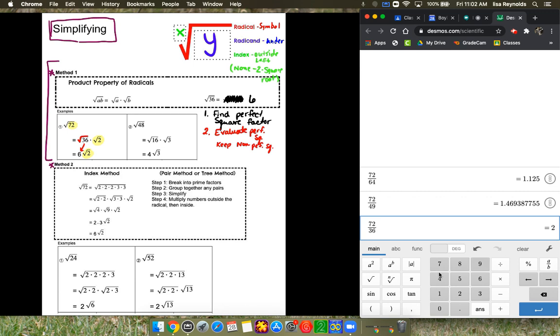So they did the same thing for the other one, 48. 16 was the perfect square that went into it, and it went into it 3 times, and the square root of 16 is 4, and they keep the square root of 3. So this is the method that I prefer. One thing that you do need to remember with this final method is to do any leftover multiplication.